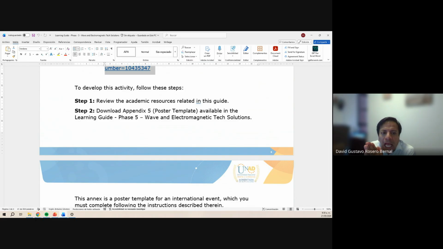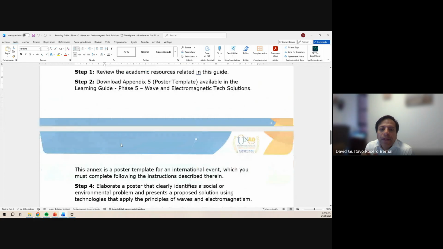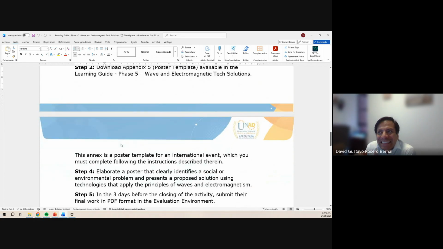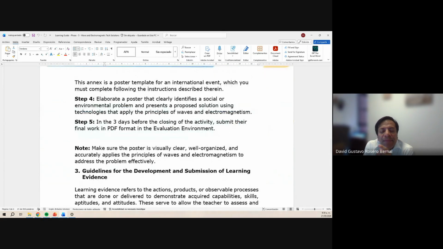And number 3, and notice the guide skips from 2 to 4, but it's intended. Step number 4, elaborate the poster, clearly identifying the social and environmental problem and representing your proposed solutions. And step number 5, 3 days before the activity closes, submit your final work as a PDF in the evaluation environment.